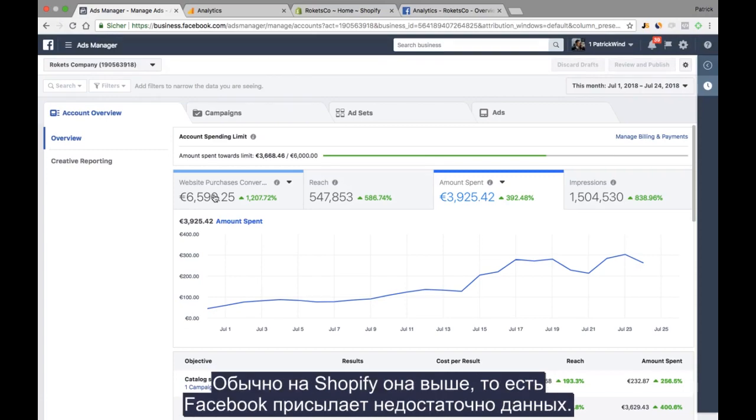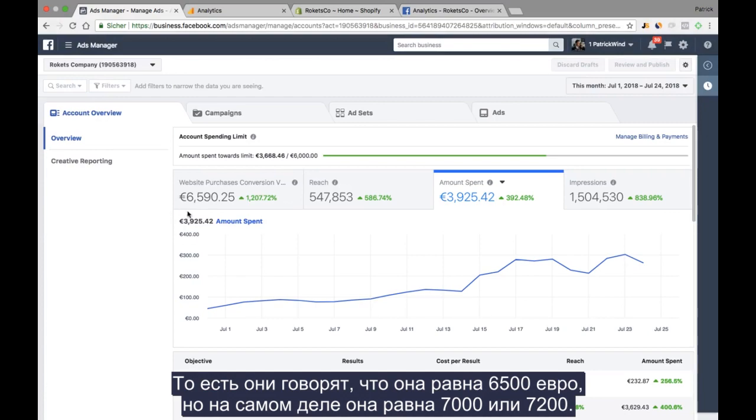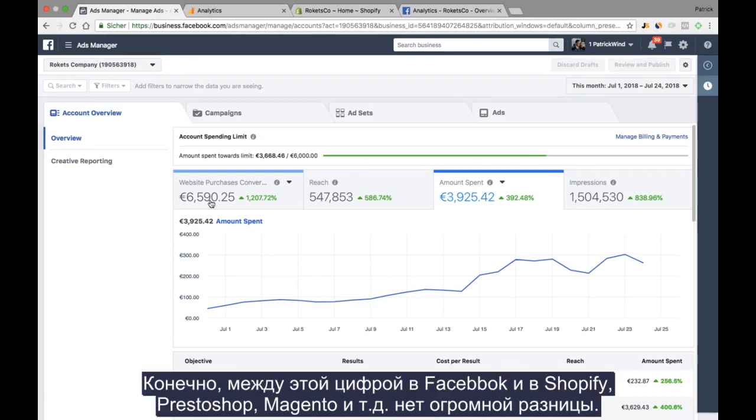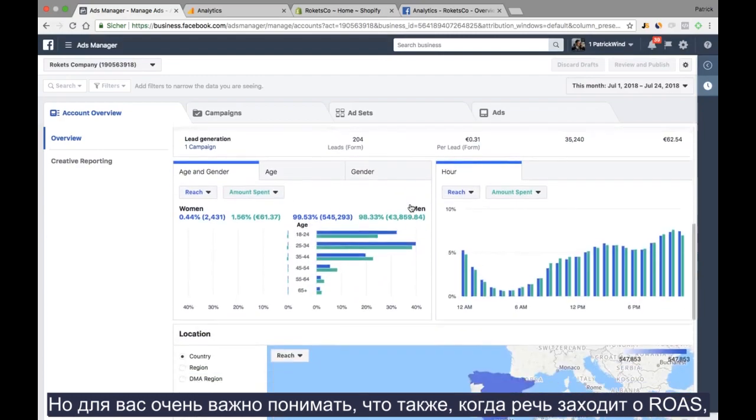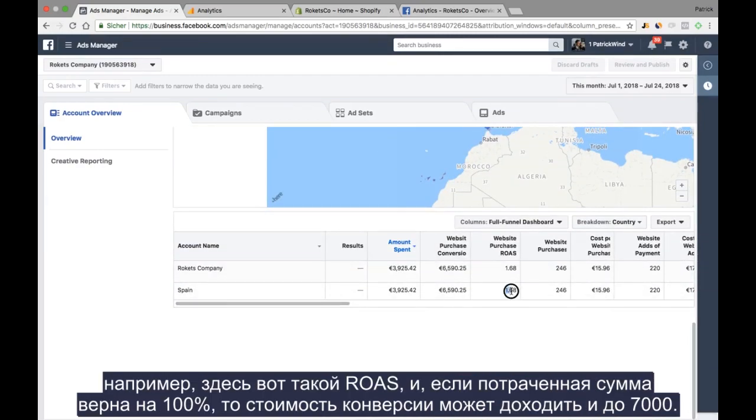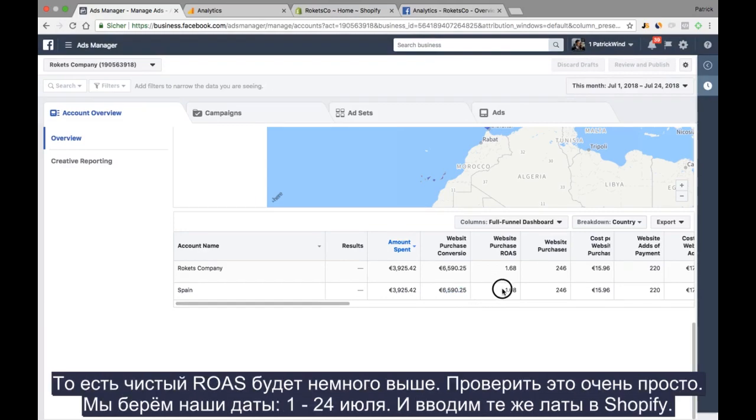Usually it is higher, so usually Facebook is under-reporting. They're claiming that, okay, we brought you 6,500 euros in sales, but actually they brought you 7,000 or 7,200. So it's not a huge amount, the difference between what they report here and what you actually have in your Shopify account or PrestaShop or WooCommerce or Magento or whatever, but it's just important for you to have a feeling also when it comes to the ROAS. The amount spent is definitely right, but maybe this 6,500 is actually 7,000. So the true ROAS, the blended one, the clean one, is actually higher, but it's just a hypothesis.